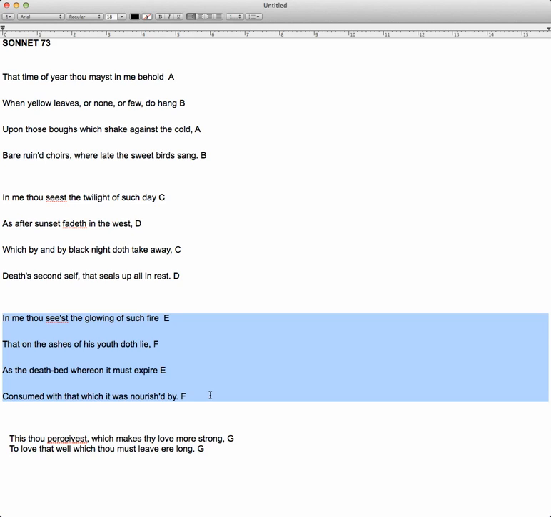So now he's not talking about a time of year, and he's not talking about a time of day. The new metaphor now that you might see is he's talking about fire and ashes. So now in me thou seest the glowing of such fire, that on the ashes of his youth doth lie. So now the metaphor is a fire that's almost burnt out, and now there's a bunch of ashes. So he's comparing his youth, which has now gone to ashes. There's just a glowing fire left.